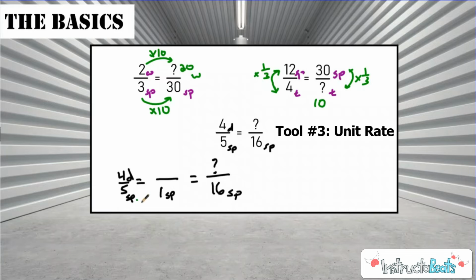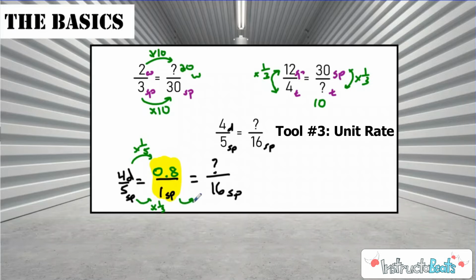So obviously to go from 5 to 1 right here, I multiplied by 1/5. So I'm going to use that same scale factor here. And 4 times 1/5 is going to be 0.8 or 8/10. Now that I know the cost per 1 spark plug, like I said, it's easy to find out any number of spark plugs.